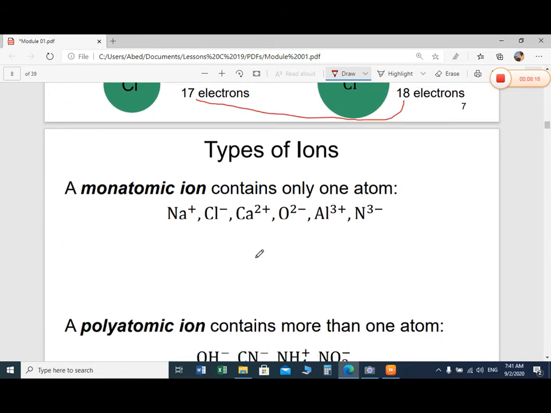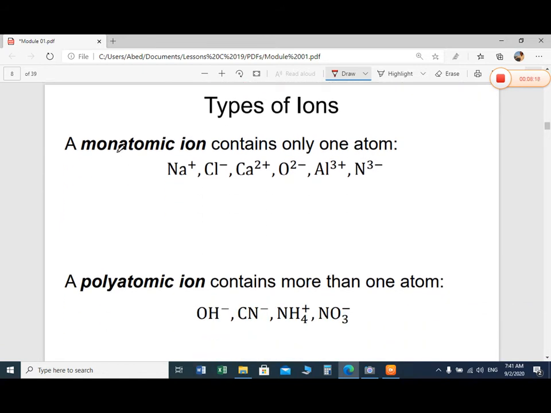And now these are some types of ions. Monoatomic, mono is 1, so in this case the sodium atom with 1 positive charge is called sodium cation. Second example, chlorine, a single atom with 1 negative charge, is called chloride. Calcium, a single atom with 2 positive charges, is called calcium ion. Oxygen, a single atom here with 2 negative charges, is called oxide. Aluminium with 3 positive charges is also a single atom, so it is an aluminium cation. And nitrogen, a single atom with 3 negative charges, is called nitride.